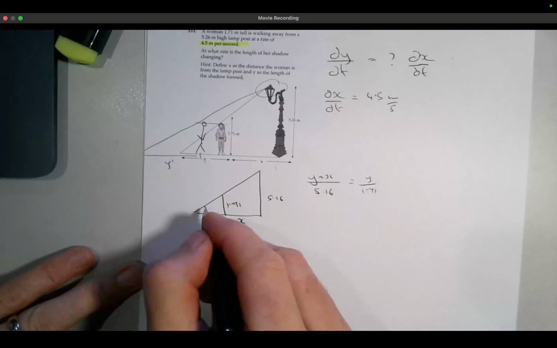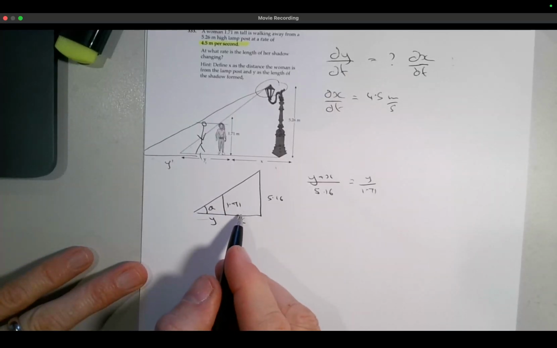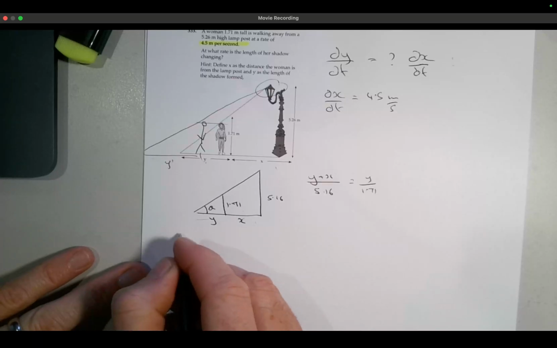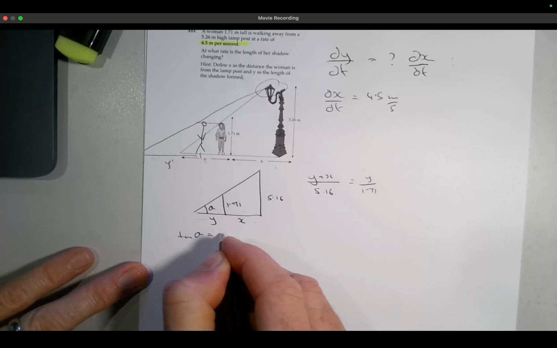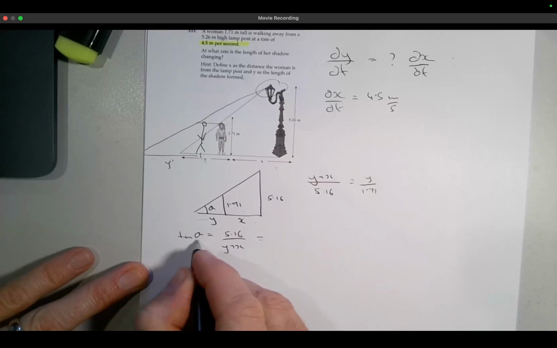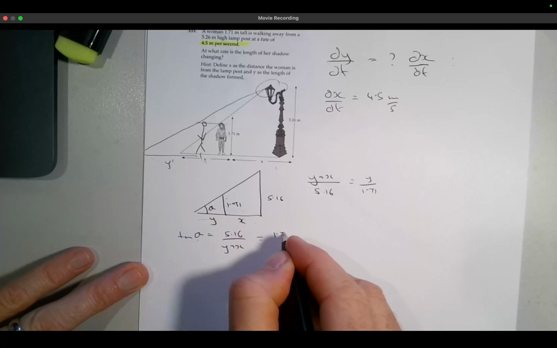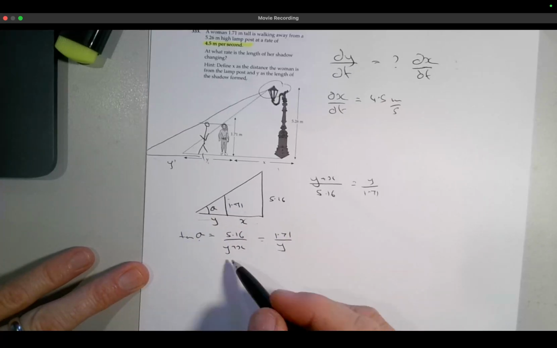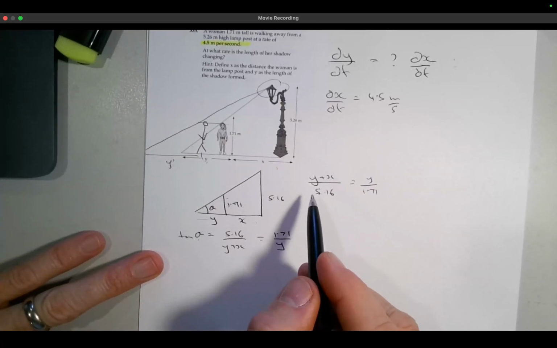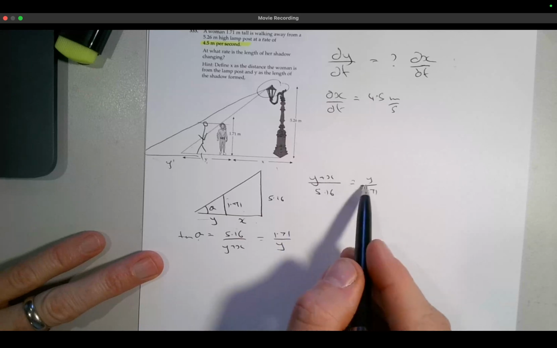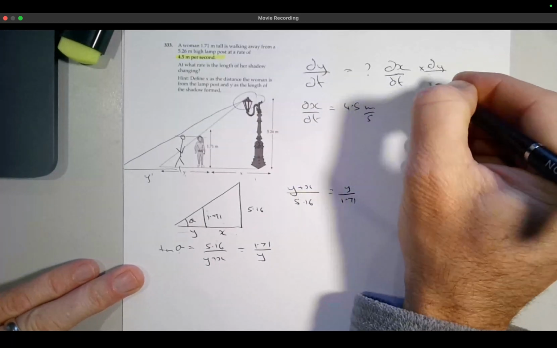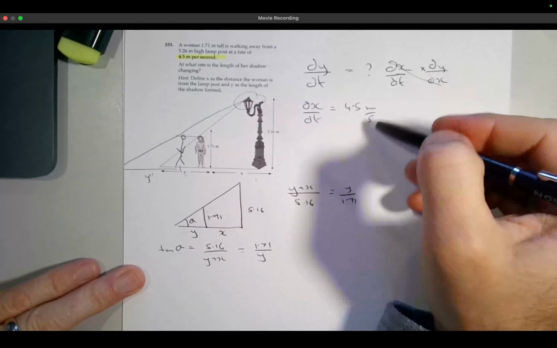What's just happened here is that because they've got the same angle, I could have said opposite over adjacent. So we could have said tan of theta is 5.26 over y plus x, and that tan of theta is the same as saying 1.71 over y. Obviously I flipped it to get in that format. Now I need to rearrange this to an expression for y, because what I'm after is dy by dx. If we did that, we've got ourselves an answer.